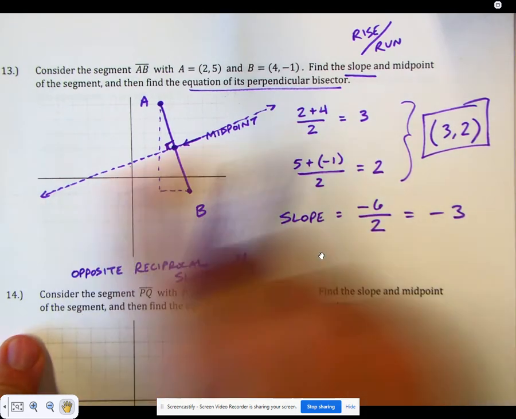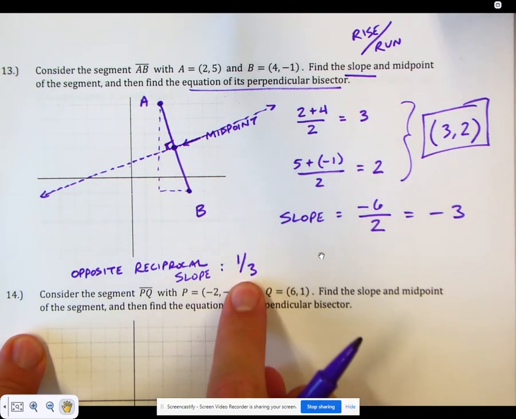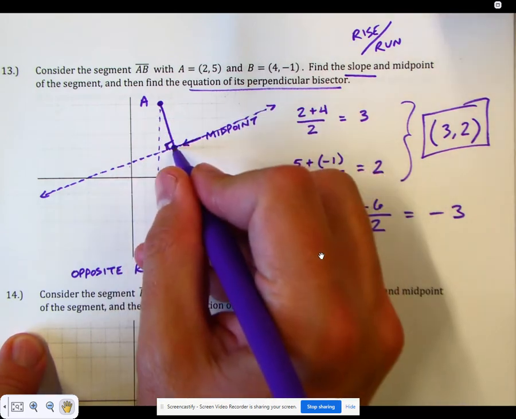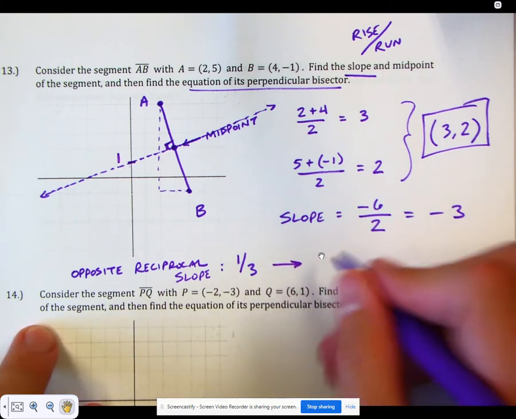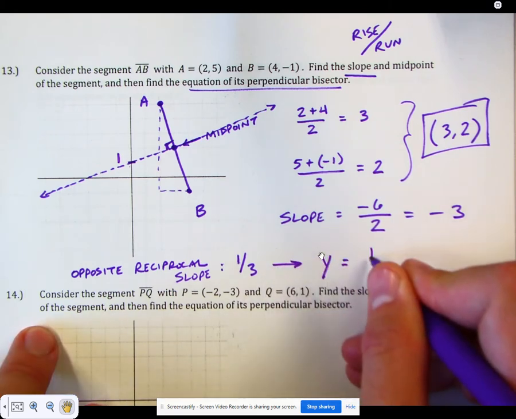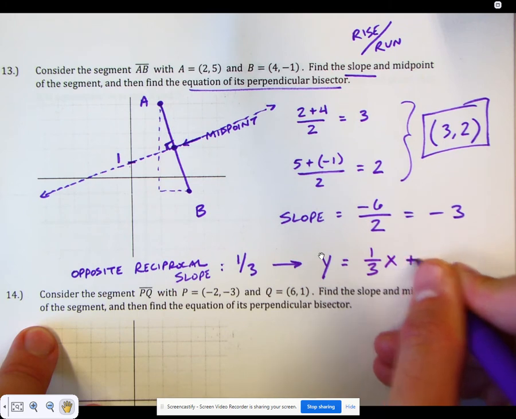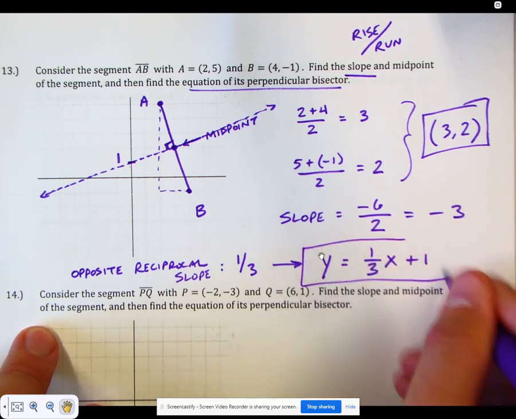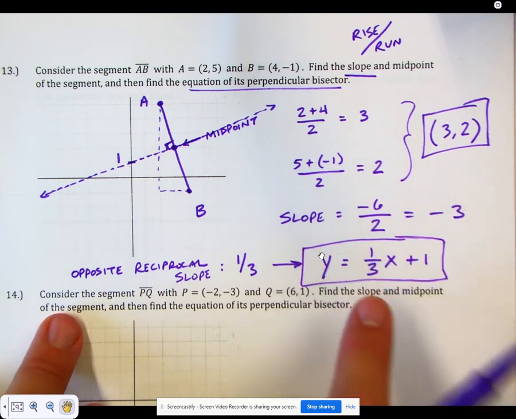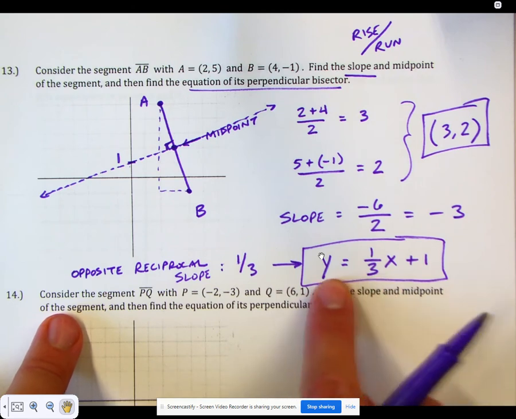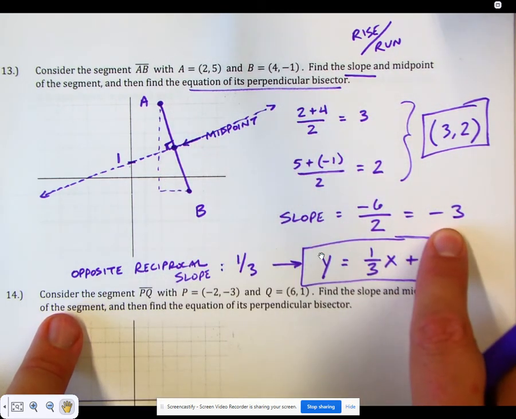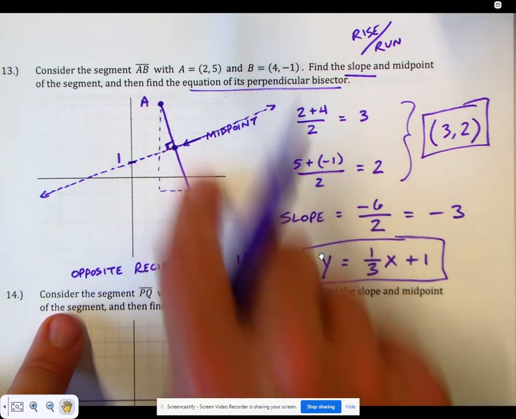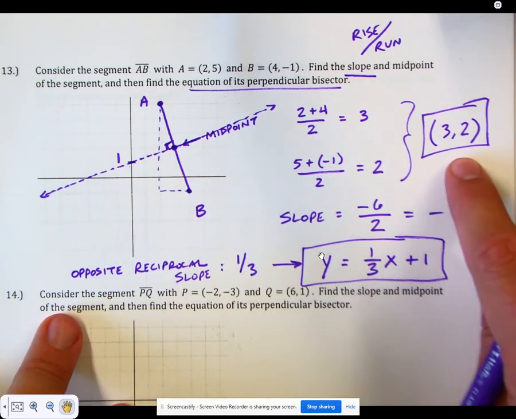So what's the equation of this line? Well, the slope is 1/3, and we can see by counting squares that it crosses the y-axis at 1. And so if we use y equals mx plus b, you get y equals 1/3 x plus 1. So there's my perpendicular bisector equation. That was that. There's my slope of AB, and there's my midpoint of AB.